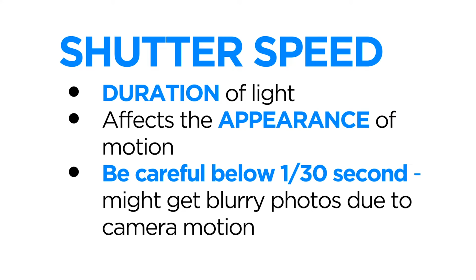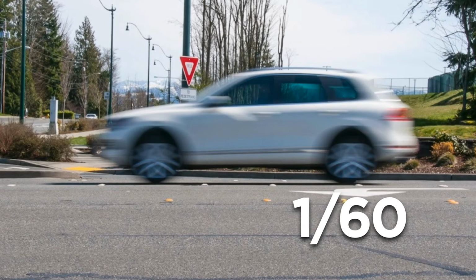So here's some examples of what we can do with shutter speed with motion. Here's a car that's going about 40 miles an hour with a shutter speed of 1/60th of a second. So that car, in that amount of time, 1/60th of a second, moves about a foot. So that's why it's blurry. That's a relatively long shutter speed. It's a short amount of time for you and me, but for light, that's a very long amount of time.